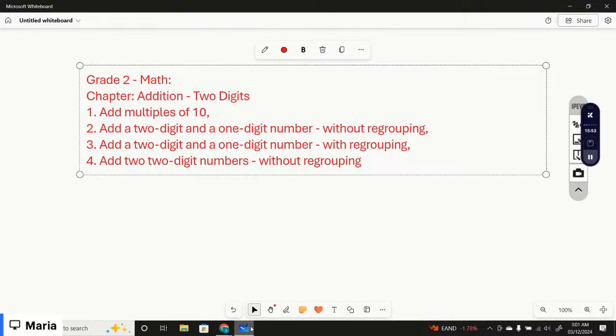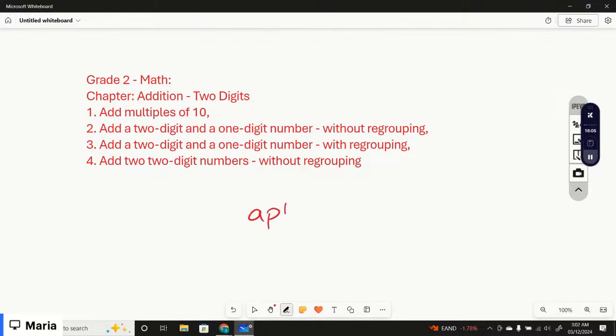We are here for grade 2 math. You can find all the lessons on aplusstudents.com. You have to log in here using your email address and password as provided by the administrator.